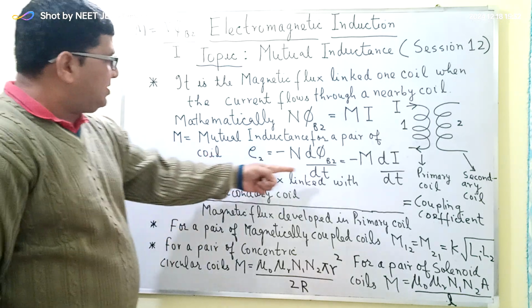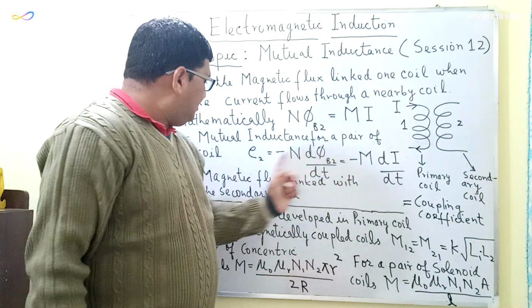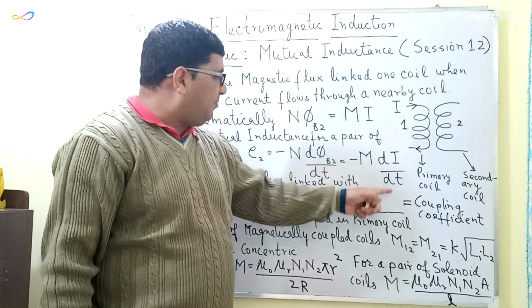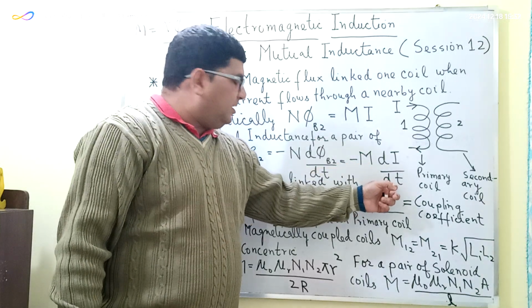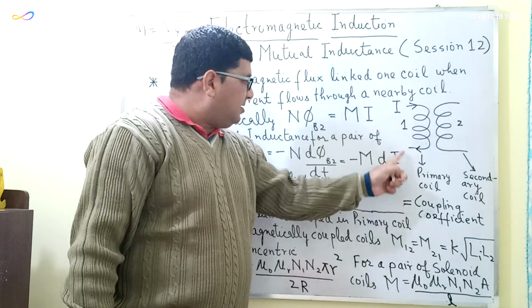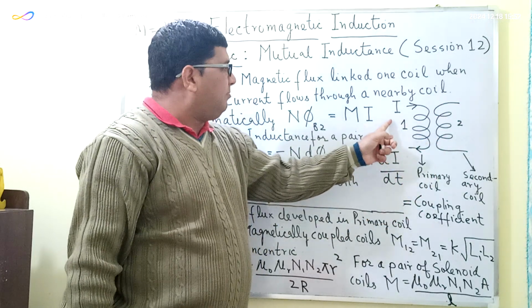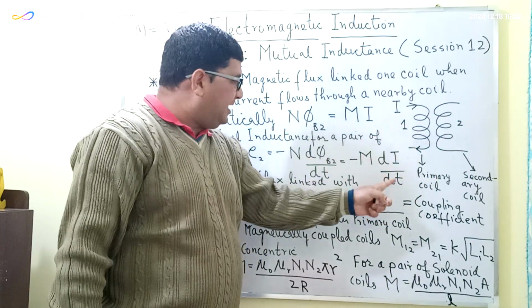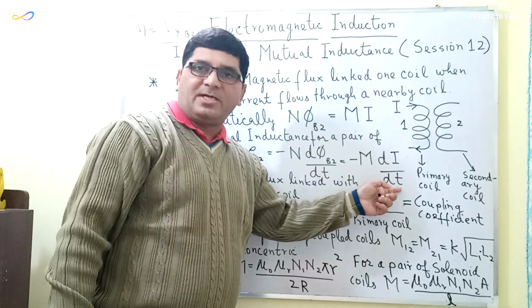Now from this equation we can see here that the induced EMF is equal to minus M di upon dt, that is, EMF will be induced in coil number 2 only when the current is changing with time in coil number 1. di upon dt is the rate of change of current with time.